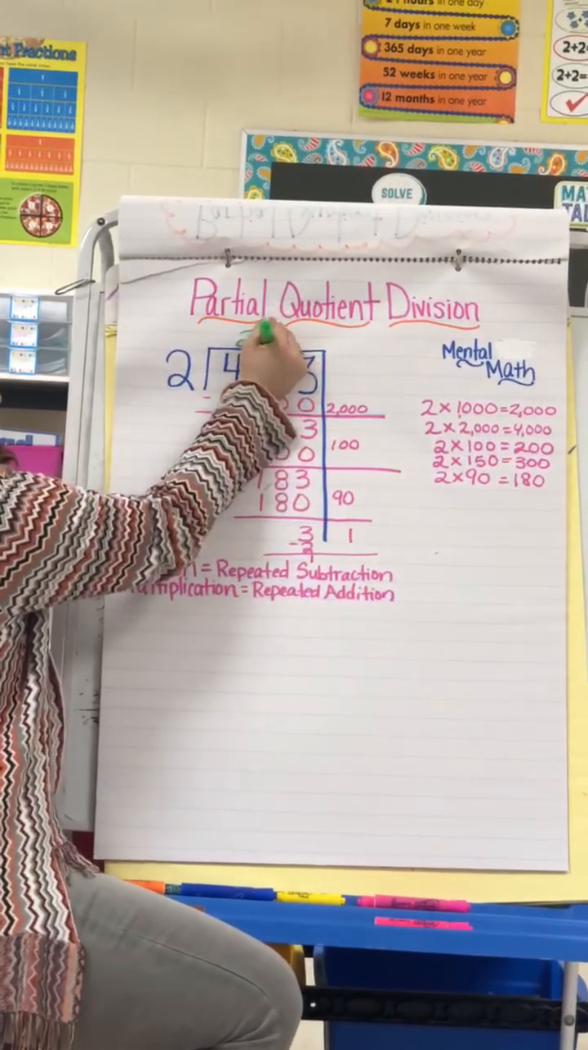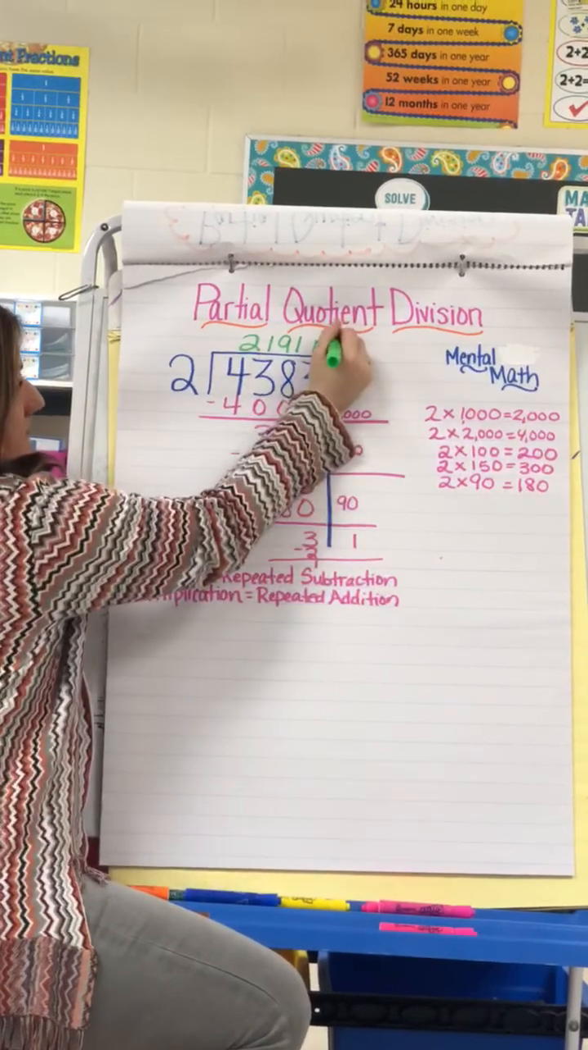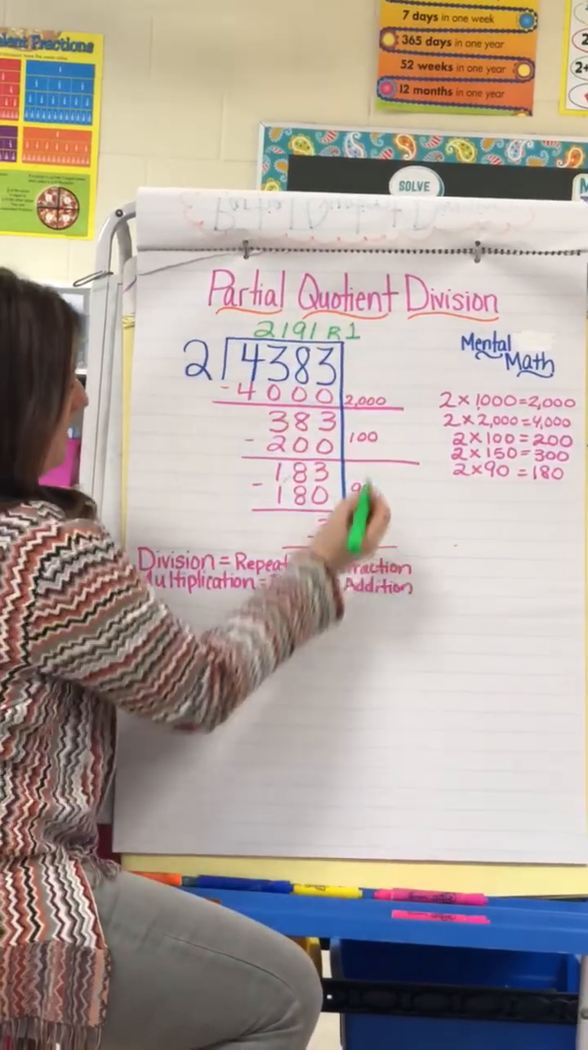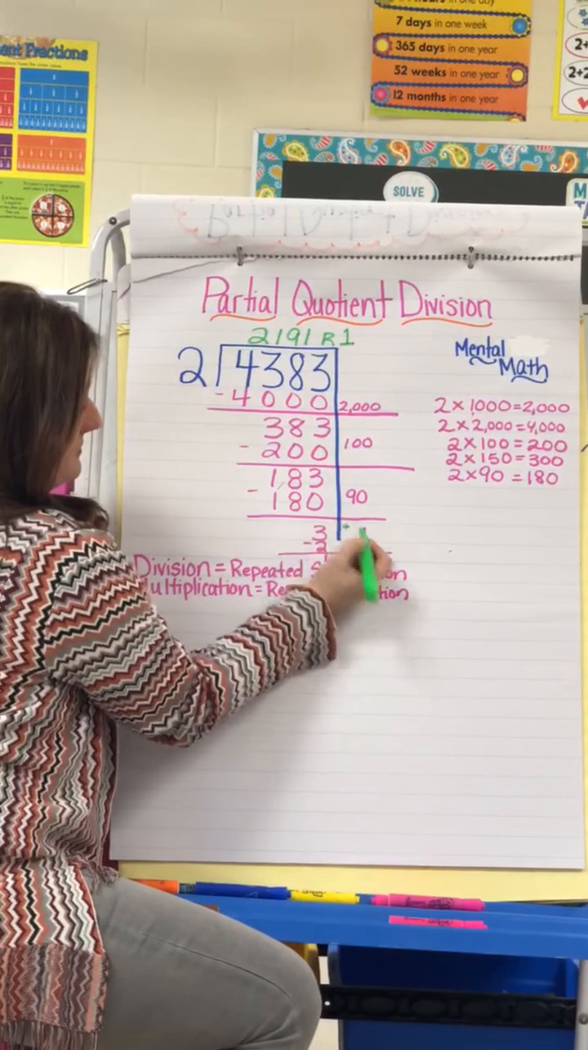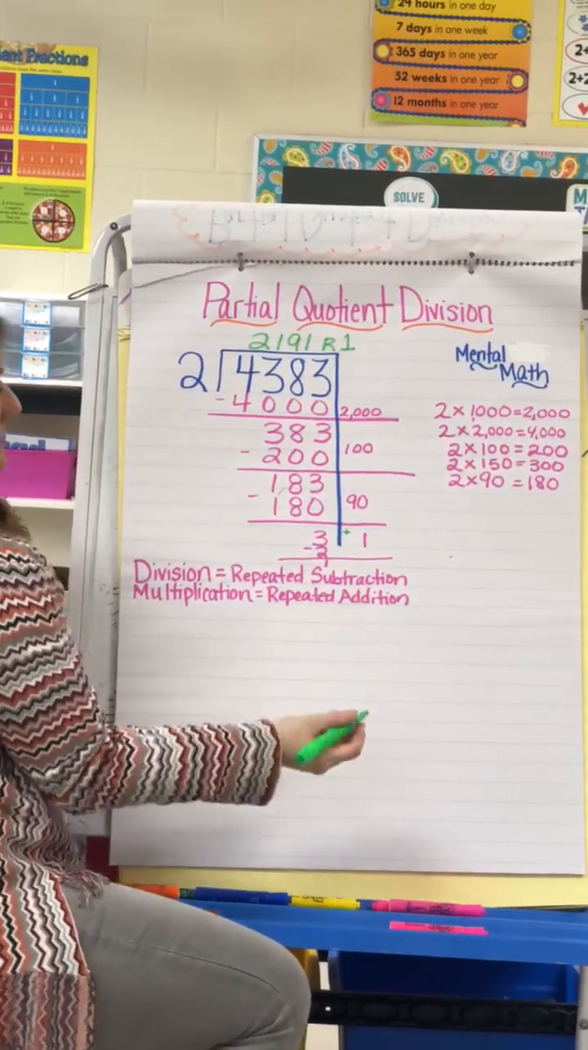2,191, remainder 1. So that will be our final answer. And normally I wouldn't have had this written here, so we could have done that down there.